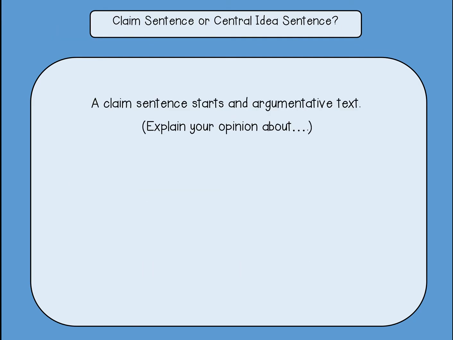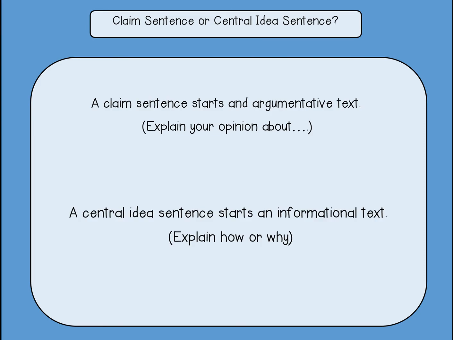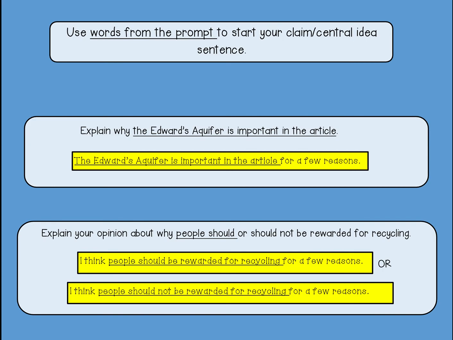From there, we discuss claim sentences and central idea sentences. Claim sentences state their opinion about something in an argumentative text. A central idea sentence starts an informational text when they're asked to explain how or why. So to make sure they have a really nice claim or central idea sentence, an easy trick is to show them how to use words from the prompt to start that sentence.